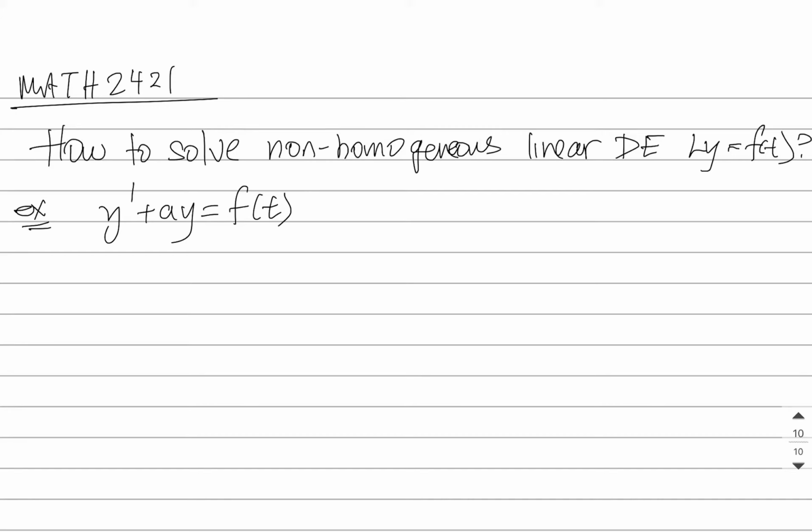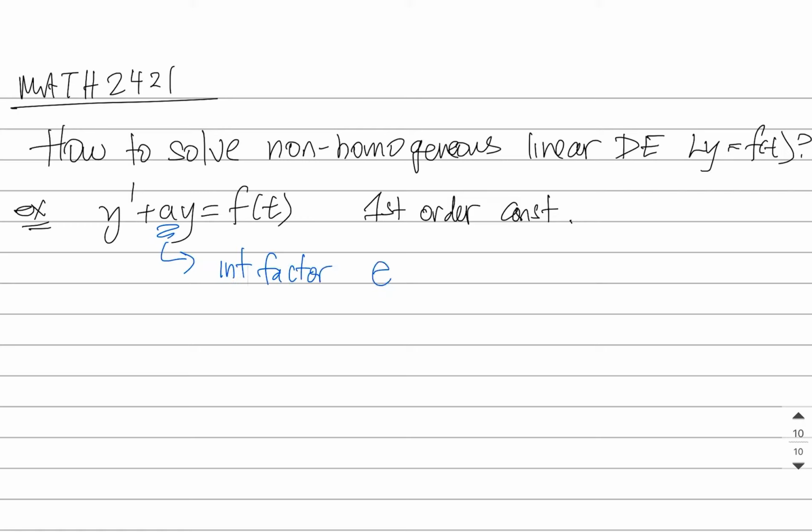We're going to consider how to solve non-homogeneous linear DEs, of this generic form Ly equals f of t. As a very simple example, let's talk about a first order constant coefficient linear DE. This one's non-homogeneous. Now we know what to do. We've talked about the integrating factor before.